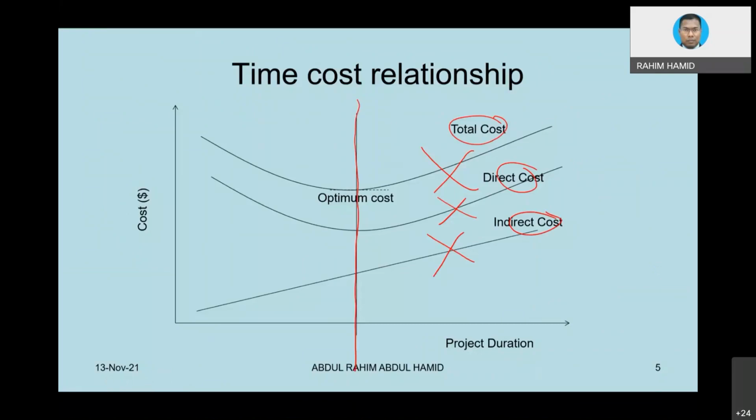So we assume the planner is basically creative enough. When they come up with the project scheduling, by right, they should come up with the minimum cost, with the least cost. This is what we call the least cost. When you add up direct cost and then indirect cost, that would be the minimum. We assume that this graph is not there. That will be the assumption.